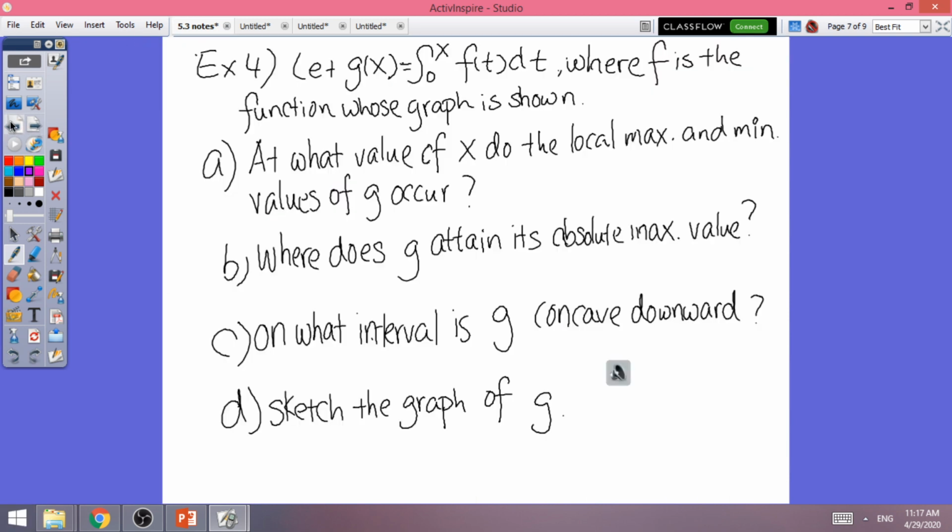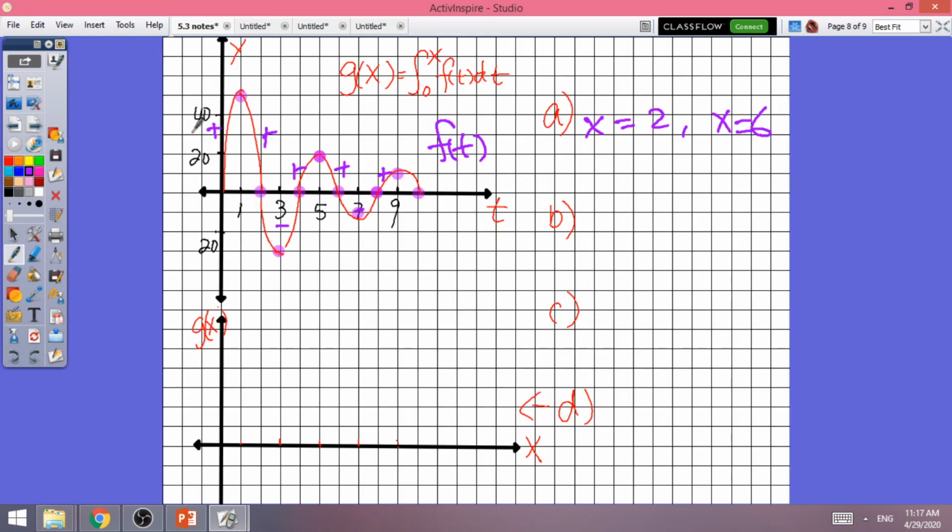And now let's go back. Where does G obtain its absolute max value? Absolute max means we need to test the endpoints and find the area under the curve. So let's compare the area under the curve right here. From 0 to 2, what do you notice? Obviously the area from 0 to 2 is a whole lot bigger than the area from 4 to 6. So that means at 2, it's guaranteed to be an absolute max. This one is not just the local max, but also the absolute max.